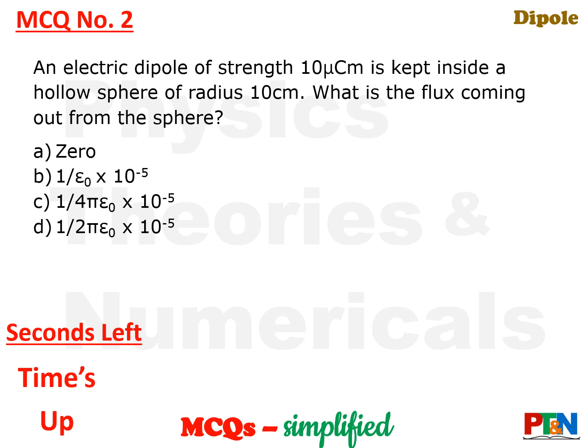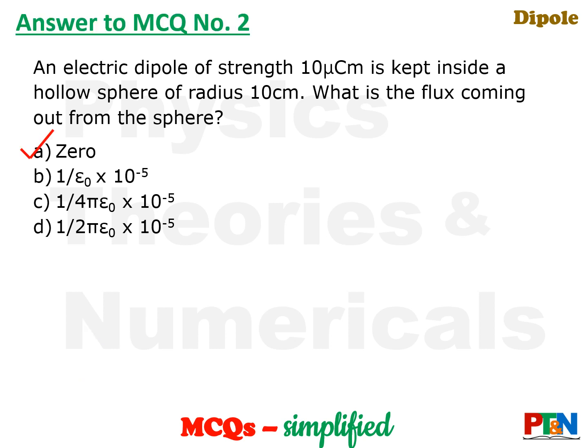Time's up. Let's see the answer. The answer is option A, 0, because the net charge for a dipole is 0. If the net charge is 0, then if you cover it with a sphere or cube or whatever, no flux will be coming out because the net charge is 0.